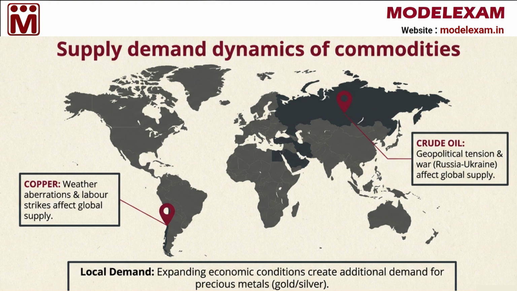If you look at the map, you can see that specific regions control specific resources. For example, copper is heavily affected by weather and labor strikes in South America. On the other hand, crude oil is sensitive to geopolitical tension and wars, such as those involving Russia or the Middle East. Meanwhile, local economic conditions can create sudden demand for precious metals like gold and silver in specific countries.